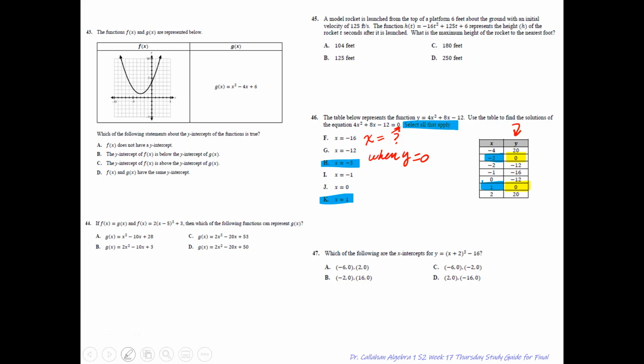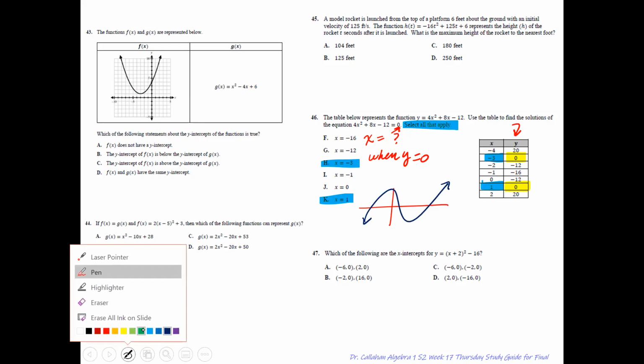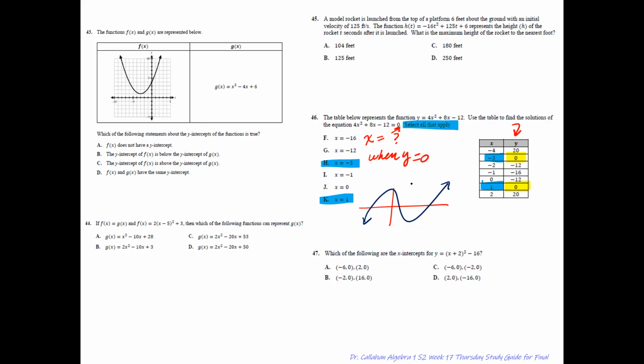Okay, question number 47. Which of the following are x-intercepts? X-intercepts is like, if this is your graph, an x-intercept is when y equals 0, what is x equal to? Those are the points, okay? So for this one, when y equals 0, what is x equal to?